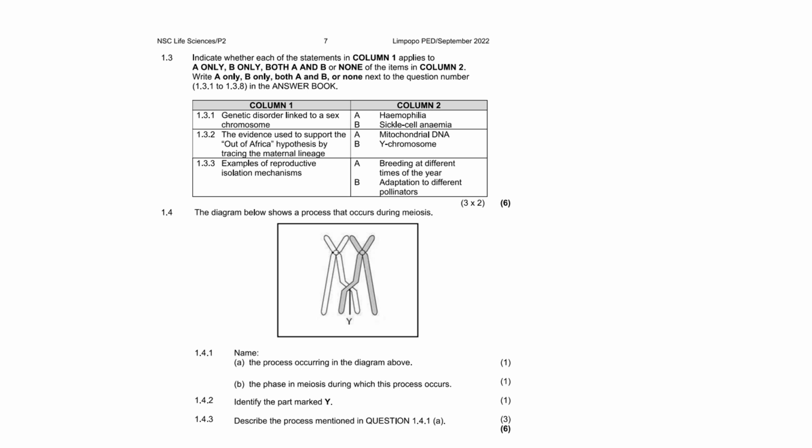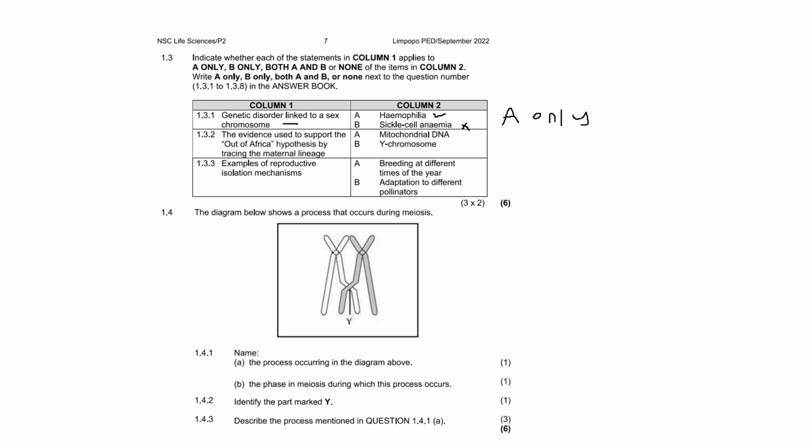1.3 now, it's matching A and B. Column 1 and column 2 can have A only, B only, both A and B, or none. So 1.3.1, column 1, genetic disorder linked to sex chromosome. We need to know our sex-linked disorders here. Hemophilia, we know it's a sex-linked disorder. Sickle cell anemia, no, it's not. So our answer would be A only, because sickle cell is not a sex-linked disorder.